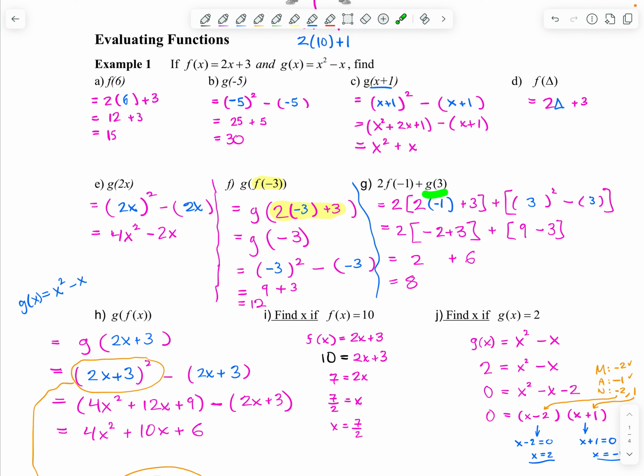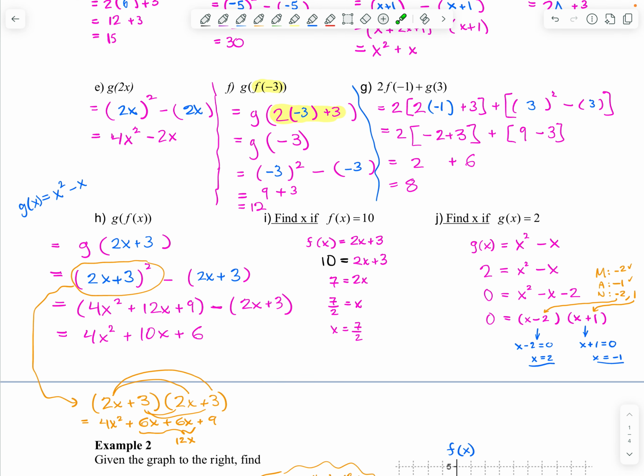And then I'm looking at g of 3. My g function is saying my input gets squared, and then I subtract the input. My input, which is 3, is getting squared, and then I'm subtracting 3, which is the input, right? So now I simplify this, and I get 6. So at the end of the day, double of f of negative 1 plus g of 3 is equal to 8.